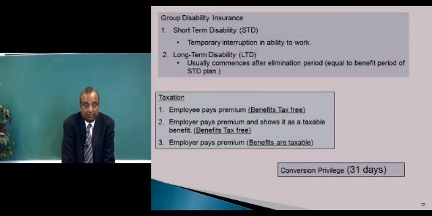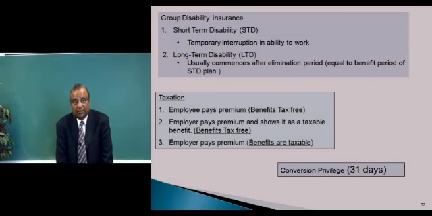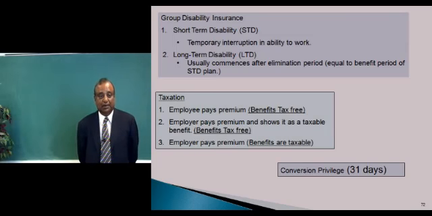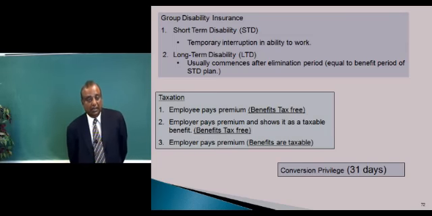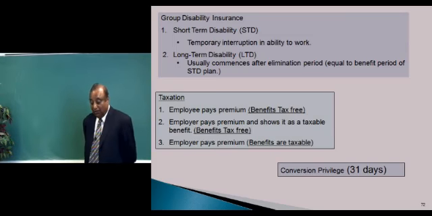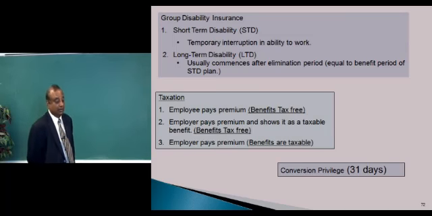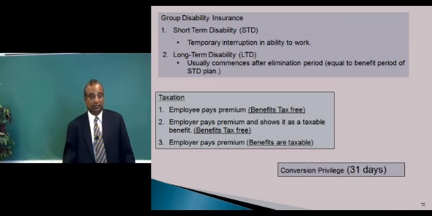Taxation: if the employee pays the premium, he is paying with after-tax dollars, so the benefit will be tax-free. If the employer pays the premium and shows it as a taxable benefit, as was done for life insurance, the benefit will be tax-free. If the employer pays the premium and does not show it as a taxable benefit, the benefits received will be taxable.